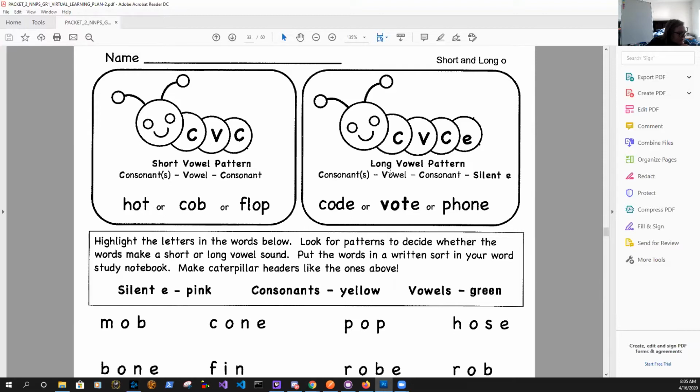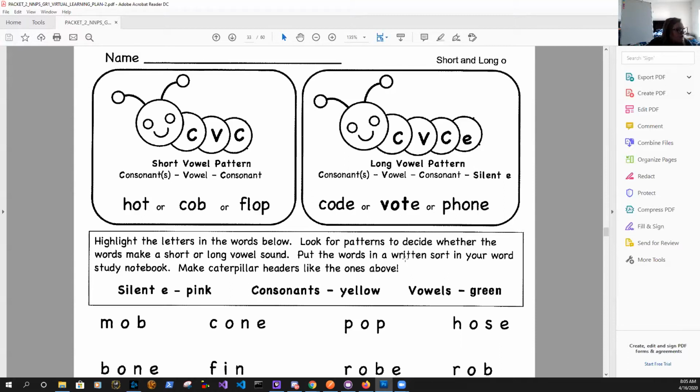When we look at our long vowel pattern, it's CVCE. So it's a consonant, vowel, consonant, silent E. That silent E makes the vowel say its name. So it doesn't say ah, it says O. Code, vote, phone. We still have a consonant, vowel, consonant, silent E.